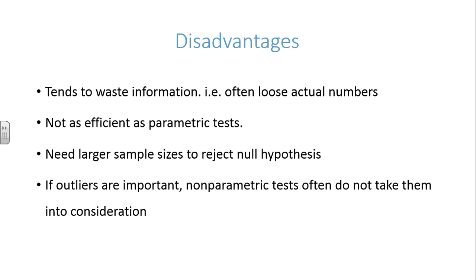Some of the disadvantages are, though, that it tends to waste information. We often lose the actual numbers, and we'll be looking at qualities of the numbers, but not the actual values themselves. They're also not as efficient as a parametric test. If you know the conditions are met for a parametric test, you should use them. We also need larger sample sizes in order to reject a null hypothesis. And if the outliers are important to your study, nonparametric tests often do not take them into consideration or do not let them have the same weight that they do in a parametric test.